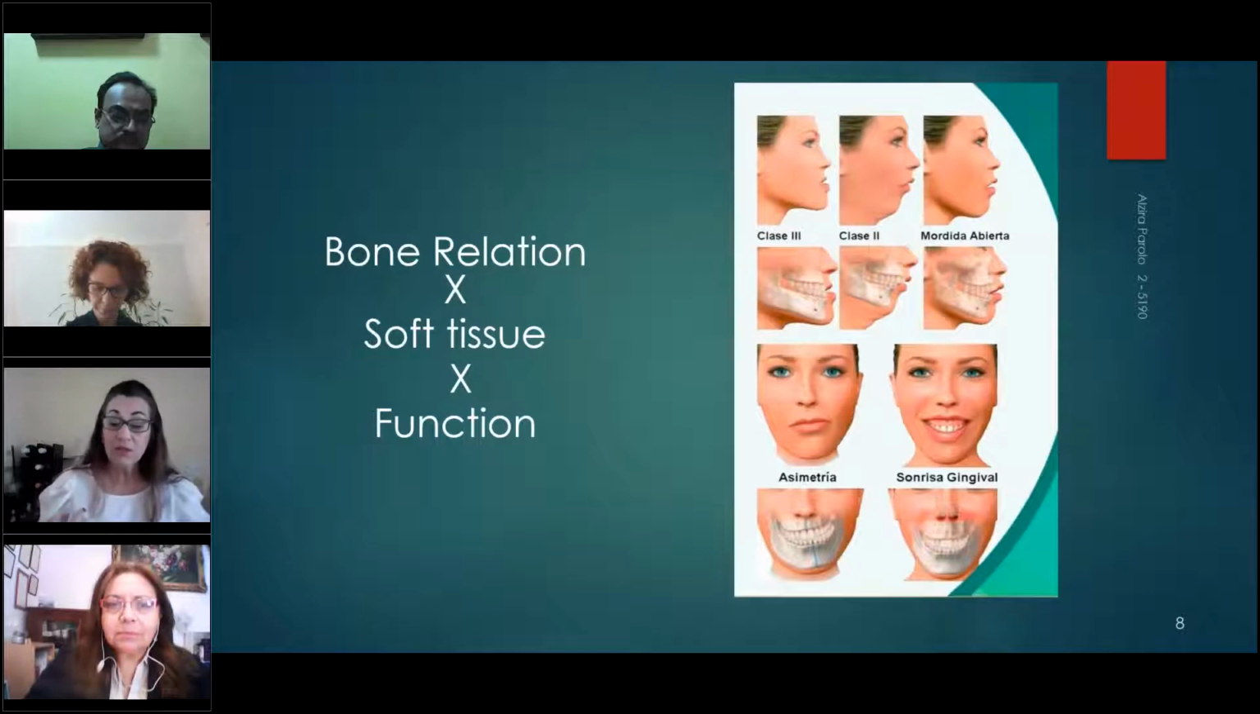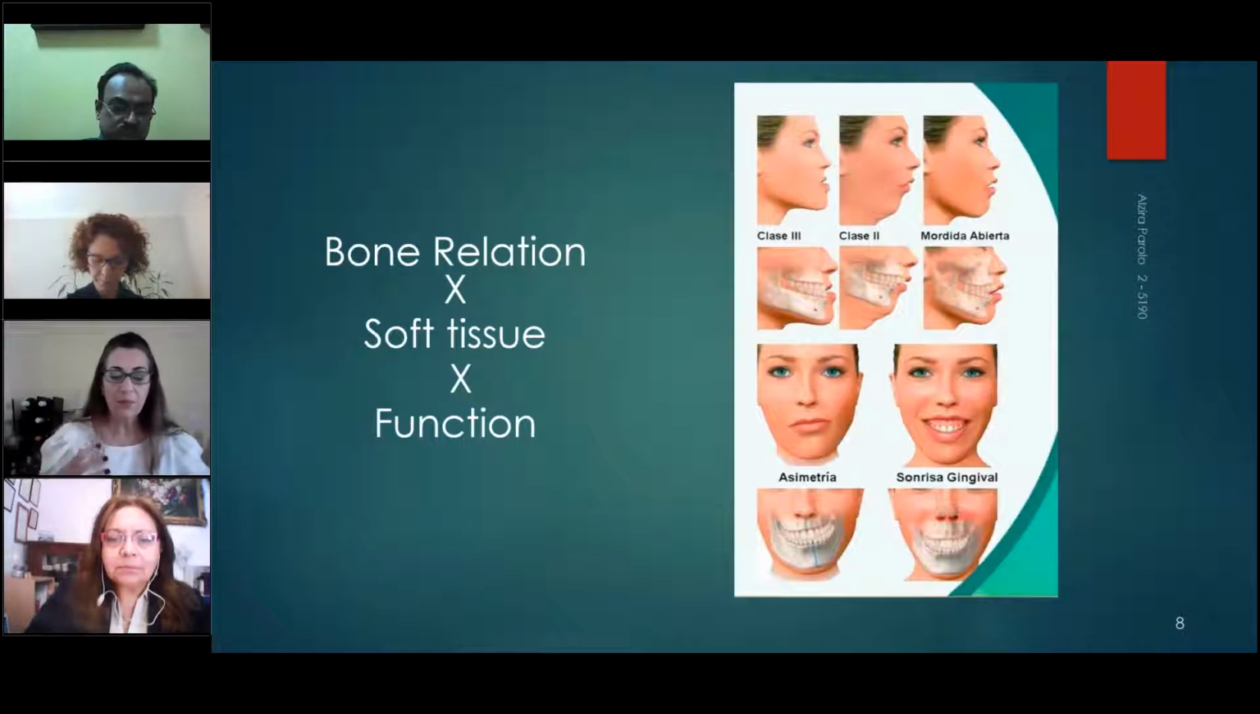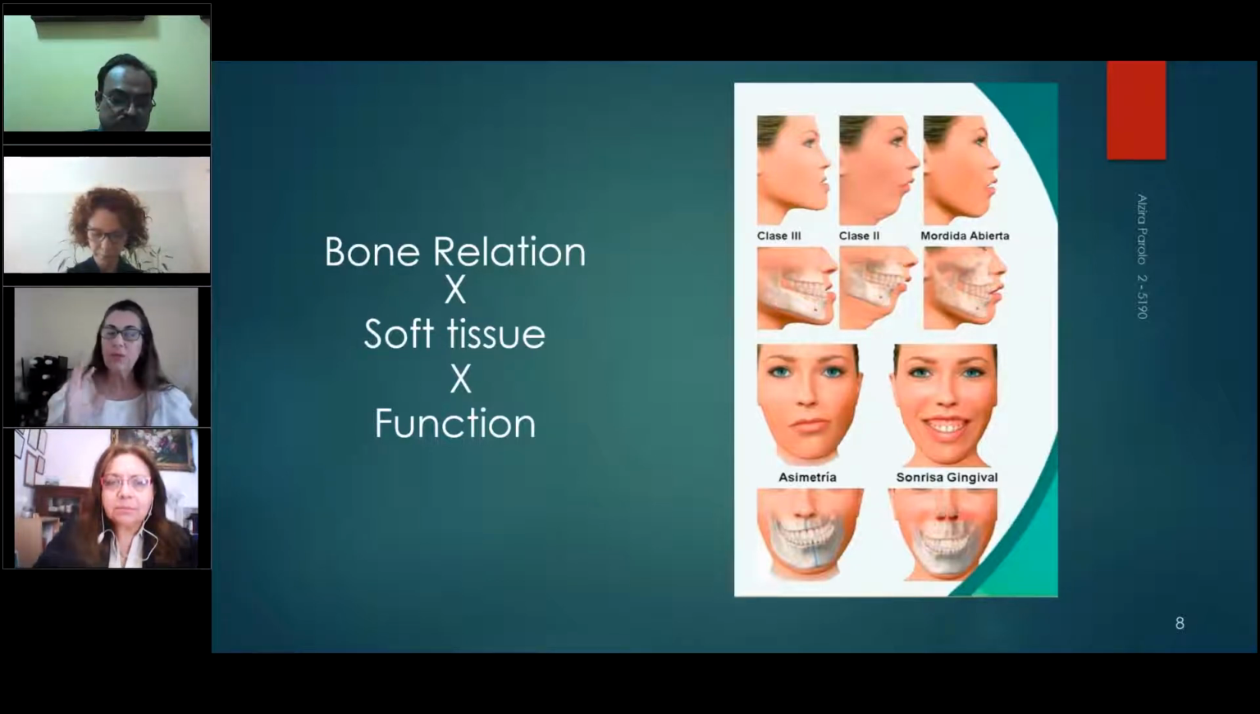Motor and functional development are adapted to skeletal shape, as you see there. For example, a kind of functional behavior is expected from a patient with open bite: anterior tongue. Class 2: lack of labial seal. Class 3 patient: hypotonic tongue and muscle asymmetry with bone asymmetry.